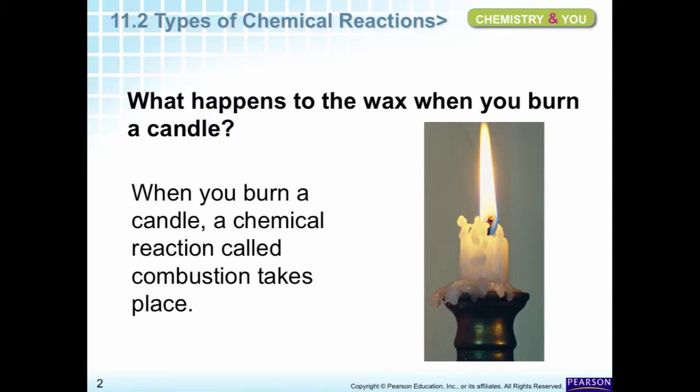When you burn a candle, you are actually doing a special chemical reaction, and it's called combustion. Combustion is, for the most part, a fancy name for burning. And what do you need to burn something? Well, you need oxygen. So one of the reactants is always going to be oxygen in a combustion reaction.